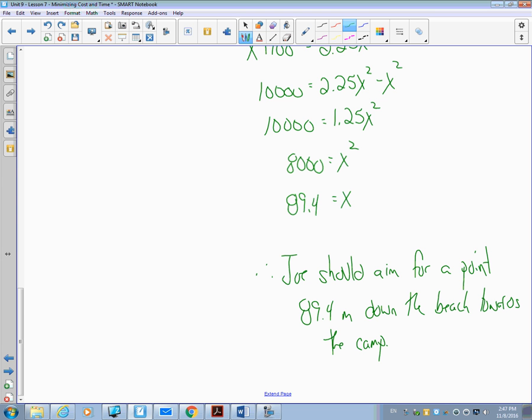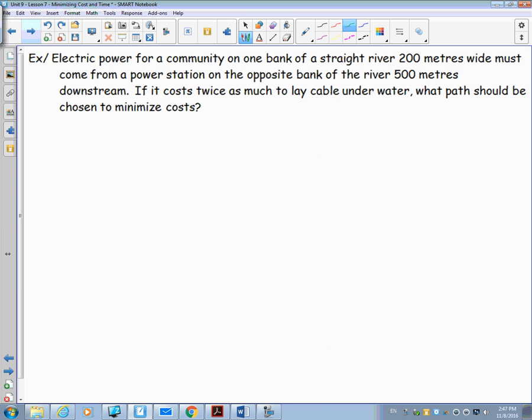Okay, there's our second example. Okay, last one. Again, you guys should try this one first. See if you can figure it out yourselves. If not, check back in with me.